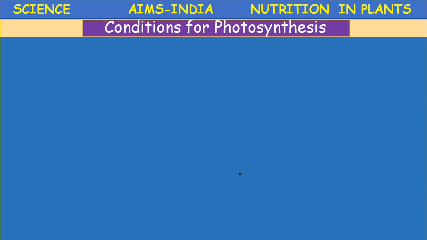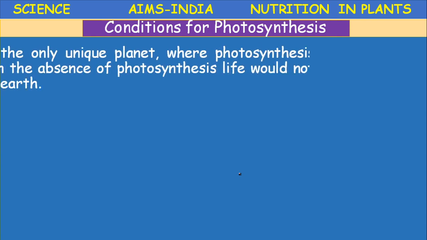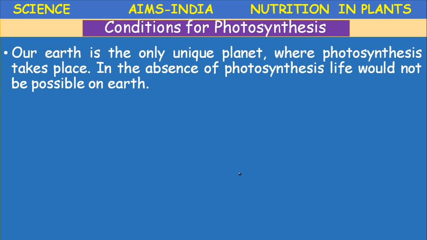Next, conditions for photosynthesis or requirements of photosynthesis. Our Earth is the only unique planet where photosynthesis takes place. In the absence of photosynthesis, life would not be possible on Earth, isn't it? Definitely.